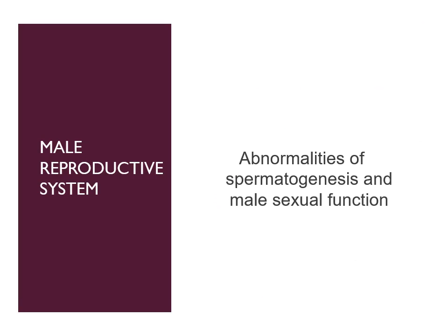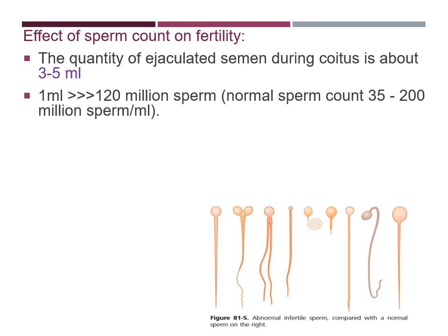Now we will go very quick through some of the abnormalities of spermatogenesis and male reproduction function, just to emphasize on the roles of the components of male reproductive. Sperms count as well as shape of sperms affect fertility.